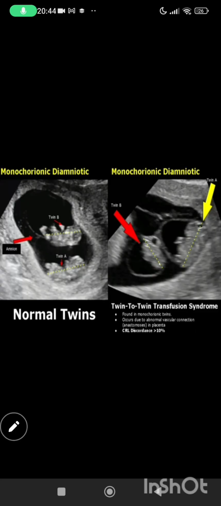I'm sorry, there was a network issue at my side. So we discussed the stages of twin to twin transfusion syndrome. What happens in stage 1? Amniotic fluid imbalance, oligohydramnios and polyhydramnios. What happens in stage 2? The urinary bladder appearance is different: overdistended in one and empty or small in the other.